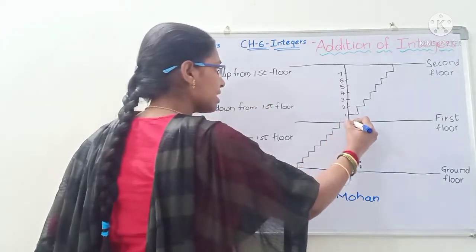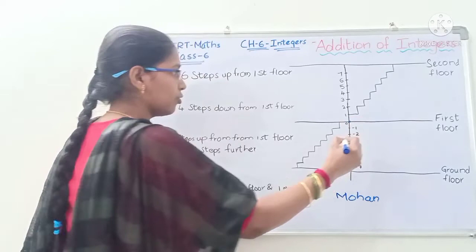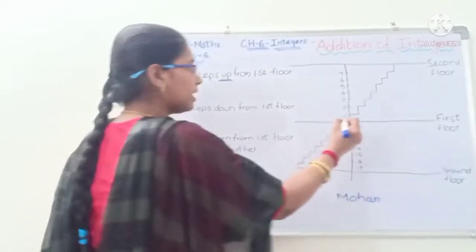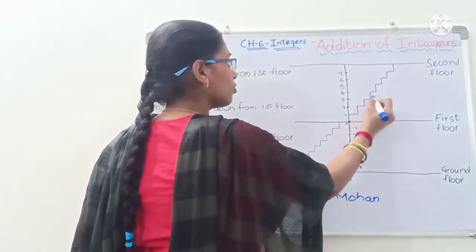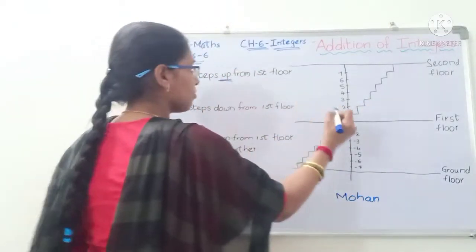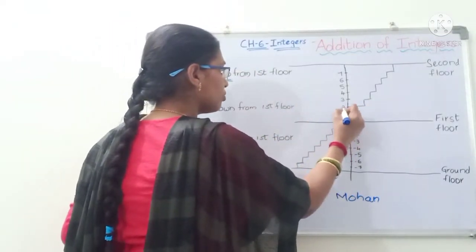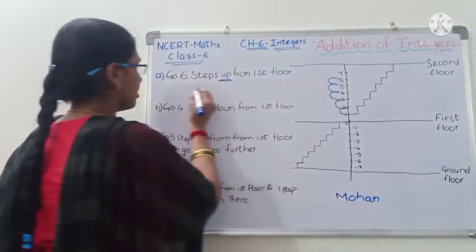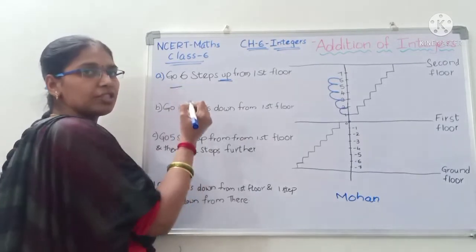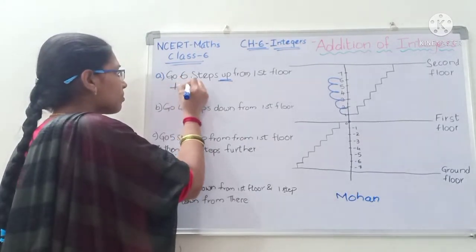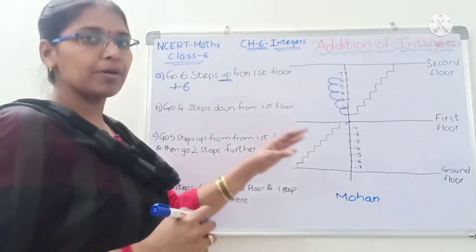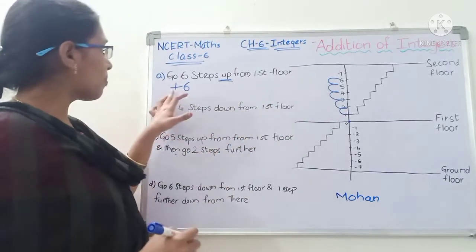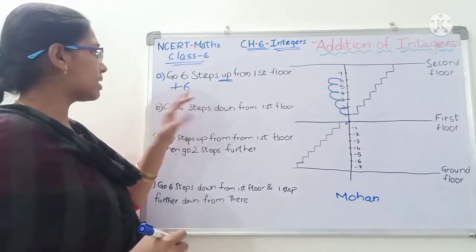First floor means he is at this point 0. We are telling, go 6 steps up. Up means greater than 0. 1, 2, 3, 4, 5, 6. So how do you represent, children? Yes, plus 6. You are going up. That means the value is greater than 0. So you represent it as plus 6.